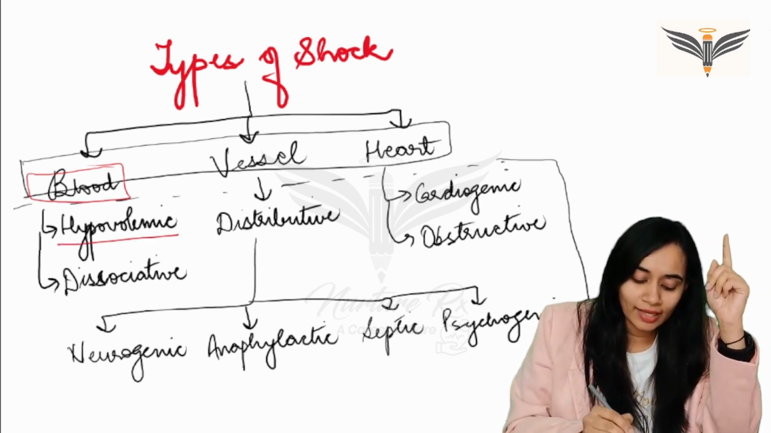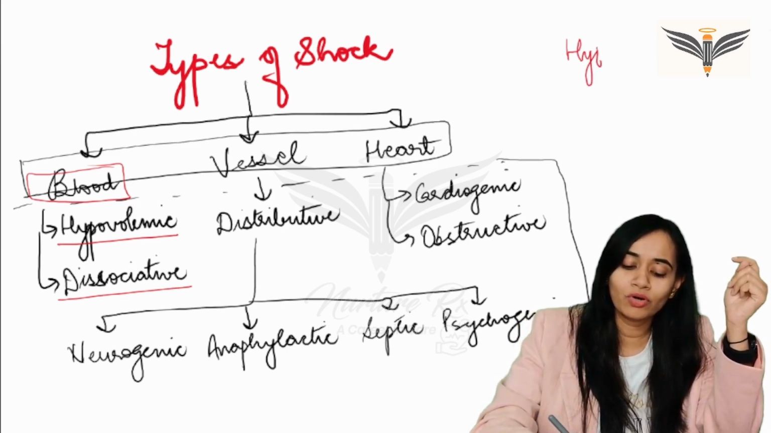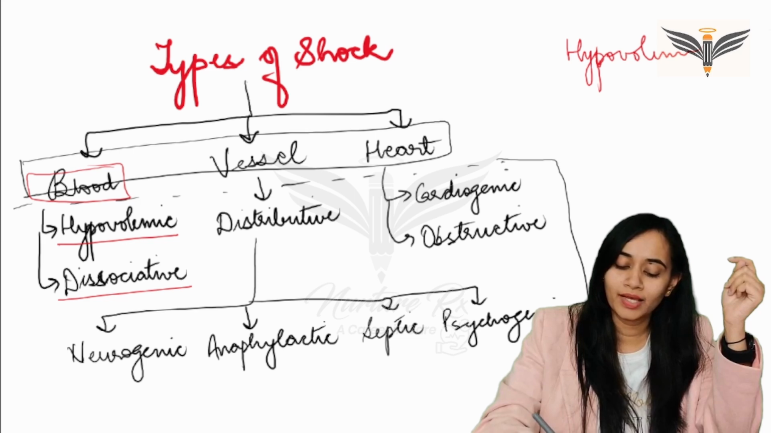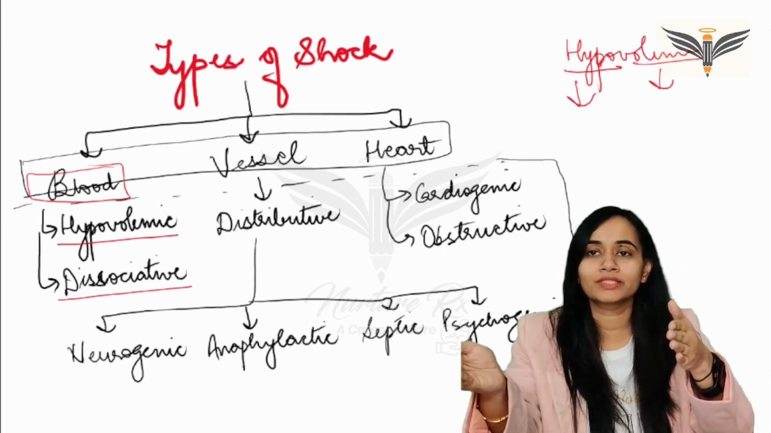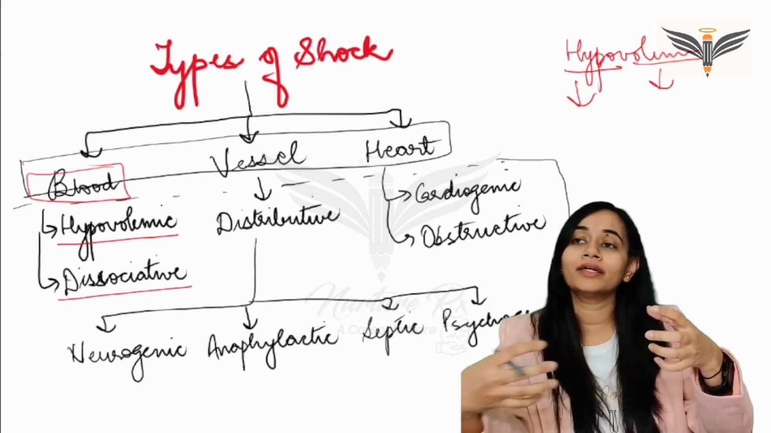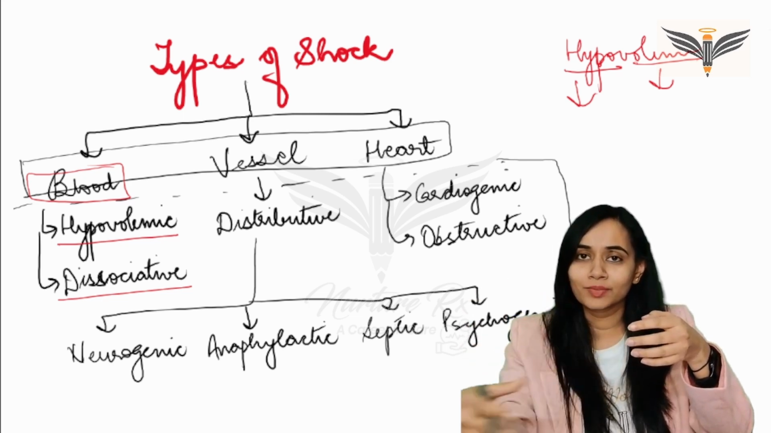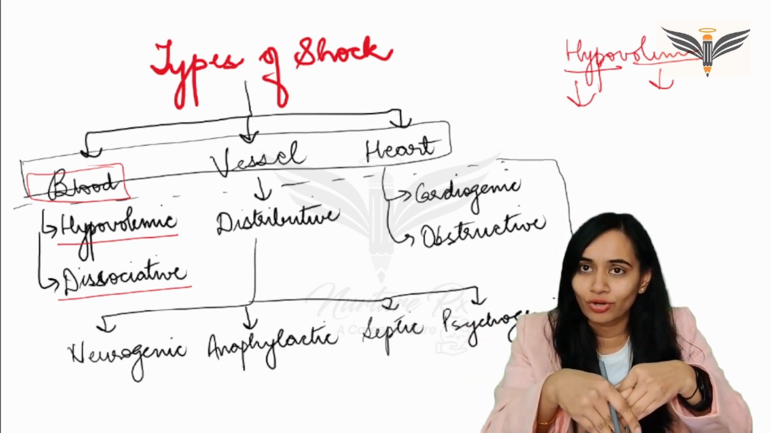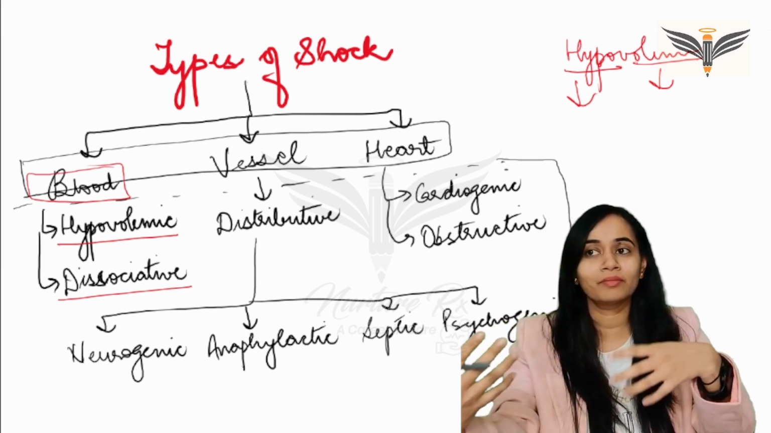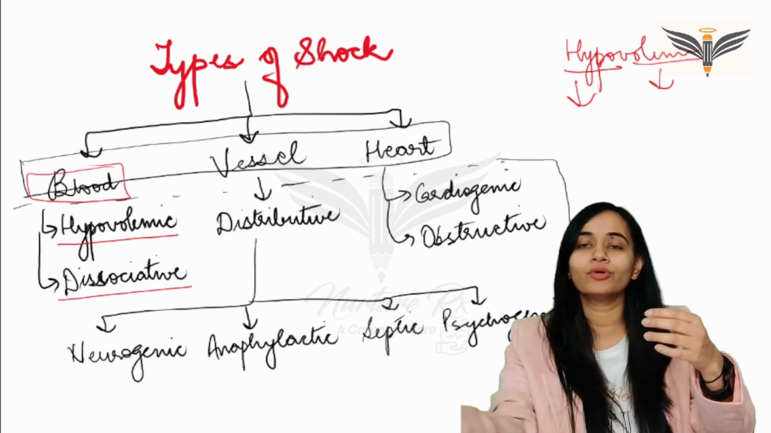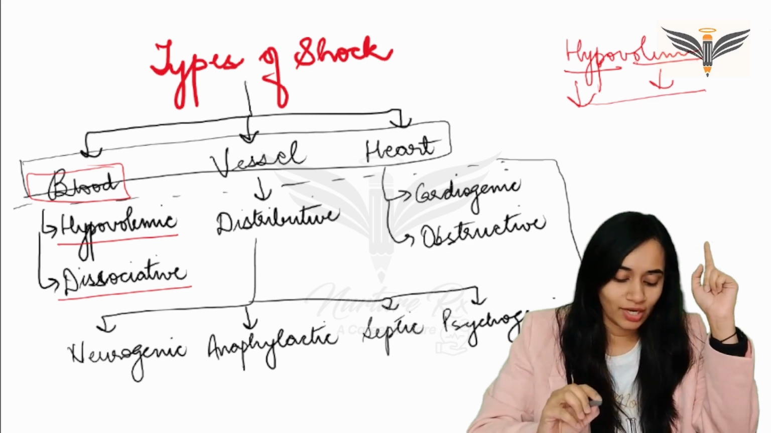First is hypovolemic shock, next is dissociative shock. What happens in hypovolemic shock? As the name suggests, hypo means less, volume means volume. So when will the volume be less? When the blood is being extracted out. If the blood is flowing out, if there is bleeding, it will cause hypovolemic shock. Any loss of volume, because of diarrhea or any fluid loss, causes hypovolemic shock. So first is your hypovolemic shock.